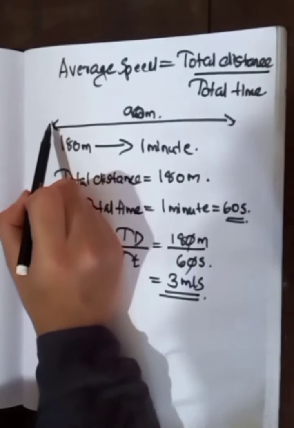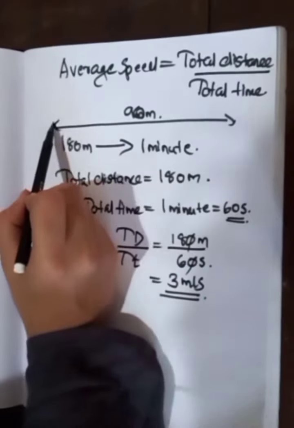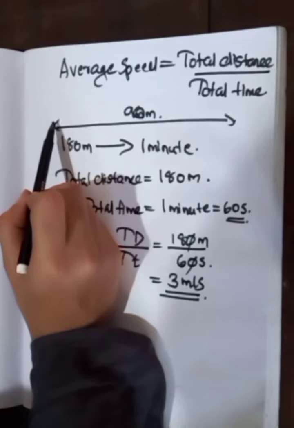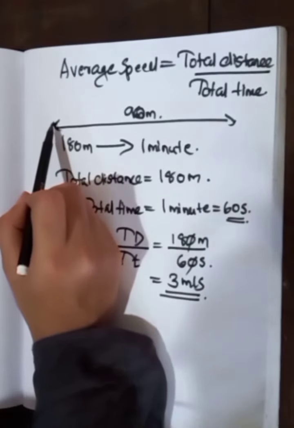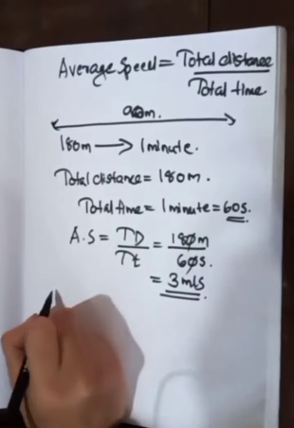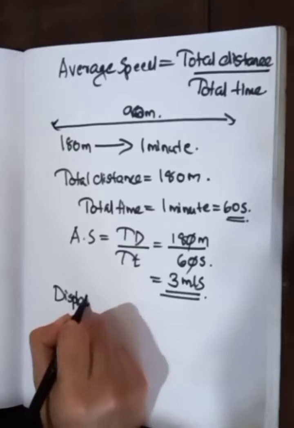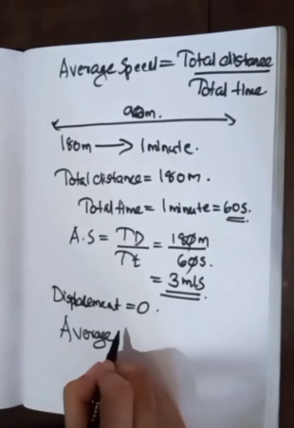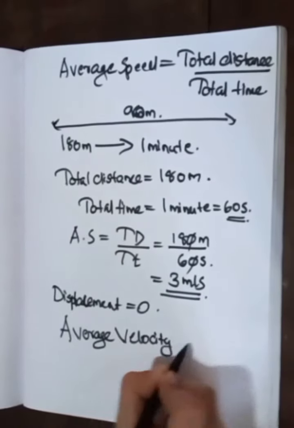Here the girl starts from here and she completes a round here. That is, the initial position and final position are at the same point. That is, the displacement here will be 0. Displacement is equal to 0. Therefore, average velocity is also 0.